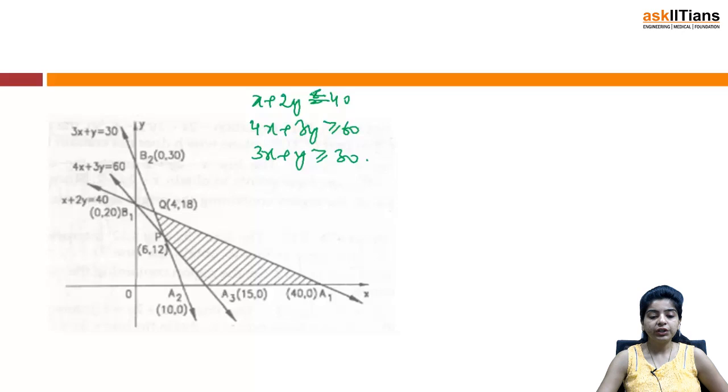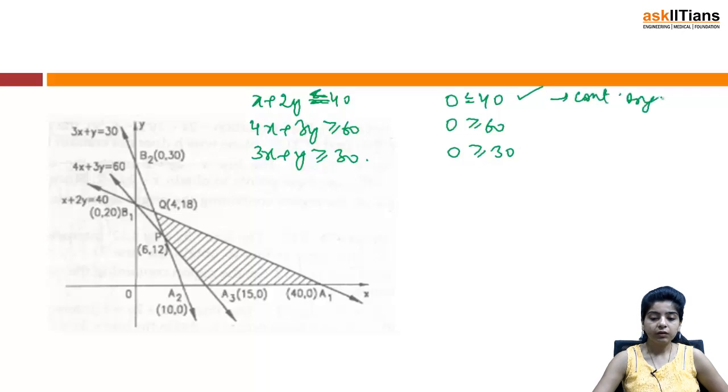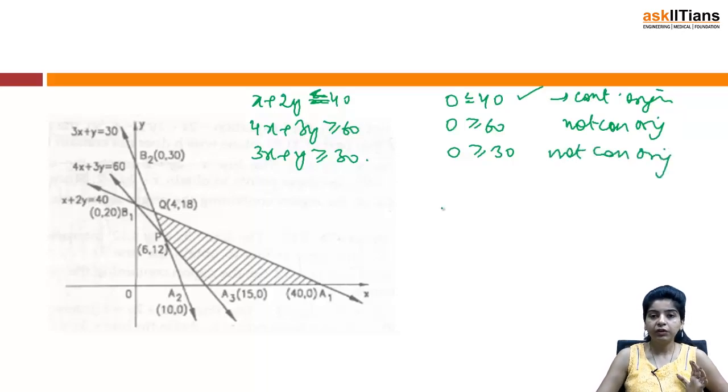Now in order to know the shaded region, just put x and y to be 0. So we get 0 is less than or equal to 40, 0 is greater than or equal to 60, 0 is greater than or equal to 30. The first is a valid statement, containing the origin; the others are not containing the origin. Why? Because these are not valid statements. 0 is not greater than 60 and 0 is not greater than 30. So in case of x plus 2y, you are going to get the region containing the origin. That means this would be the region.